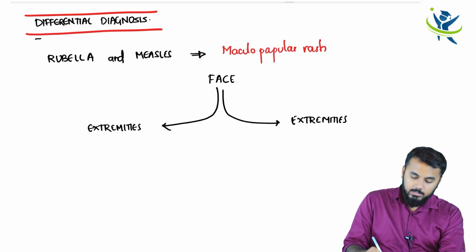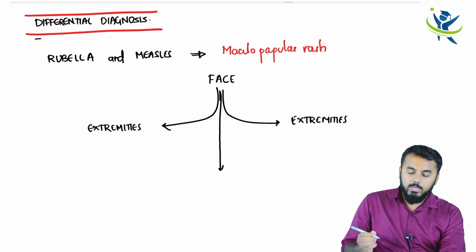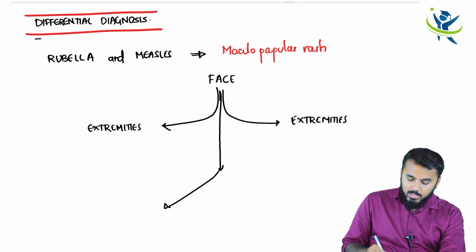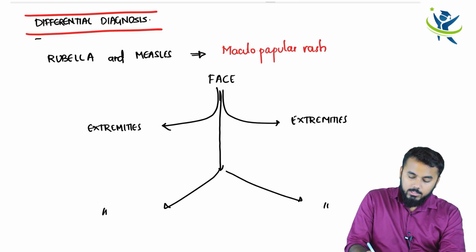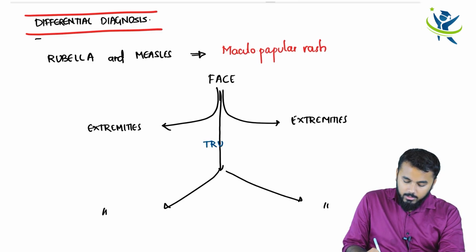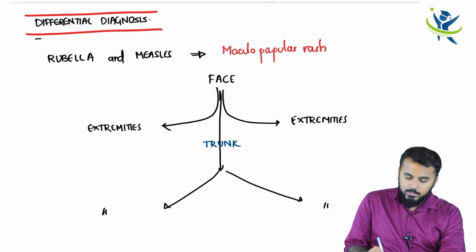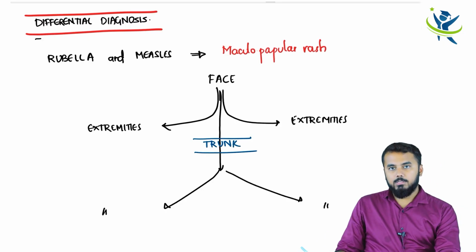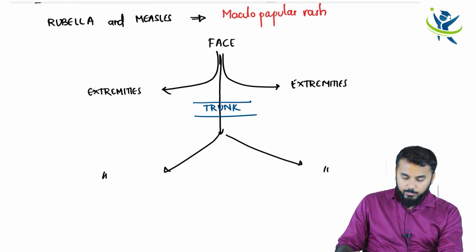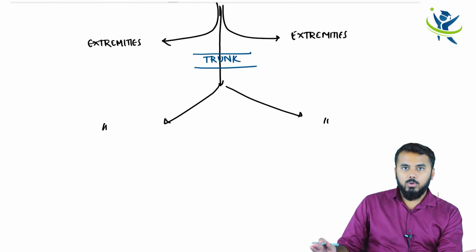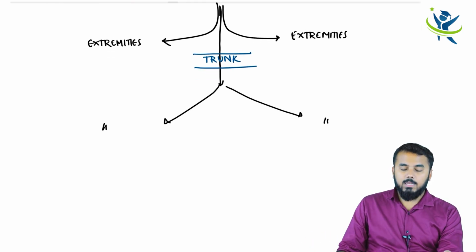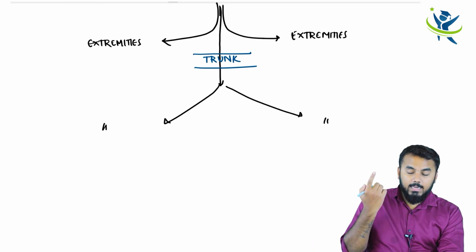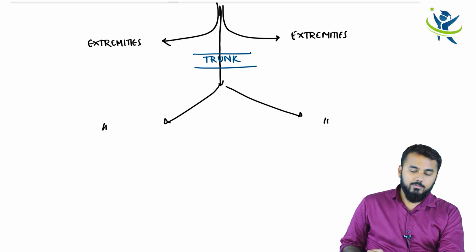Not only the extremities, this rash will also spread all the way down to the trunk region and also to the legs. So this rash is also distributed in the trunk. Where does this rash first start? It starts in the face and then spreads down centrifugally to the extremities as well as the trunk. But exactly the opposite of this will be Roseola Infantum.